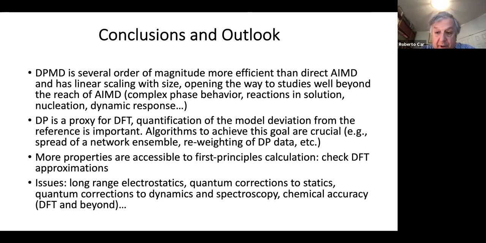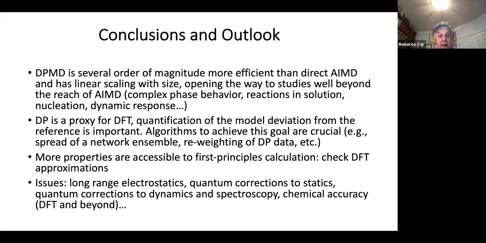Quantifying the model deviation from the reference is important, as I've shown in the DP-GEN description of the deep potential method. Algorithms to achieve this goal are crucial, for example, the spread of a network ensemble. Reweighting of deep potential data, which I've not talked about, can be done since the deep potential is so close to ab initio molecular dynamics, to get the true prediction of ab initio molecular dynamics for configurations based on the deep potential model, etc. More properties are accessible to first principle calculation, and therefore this provides a wider check of DFT approximations.